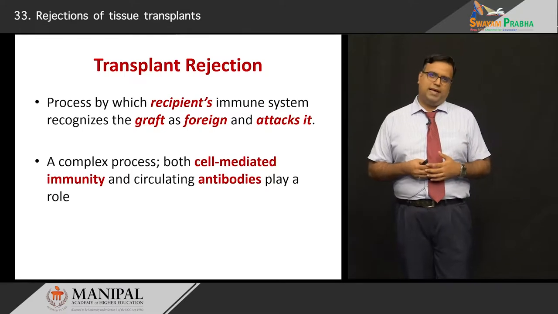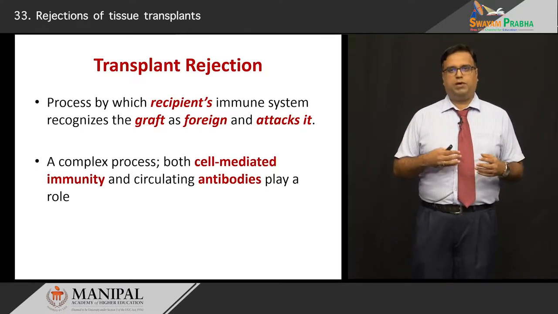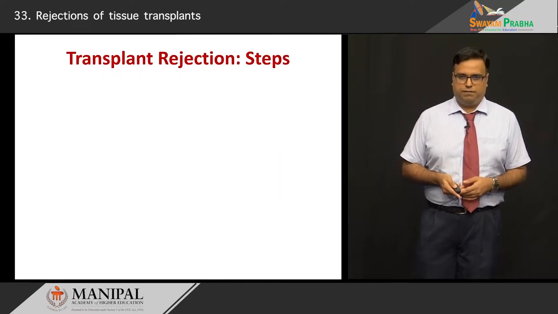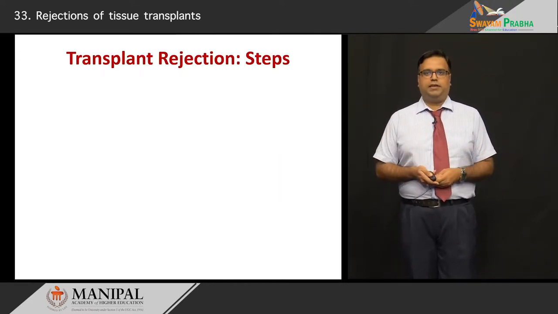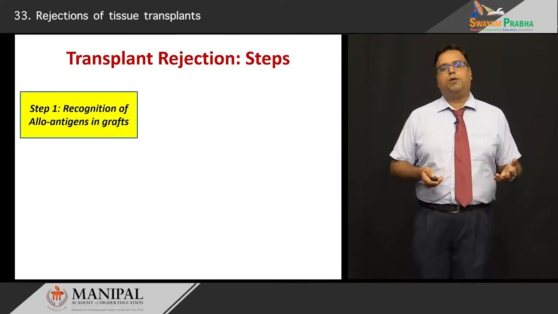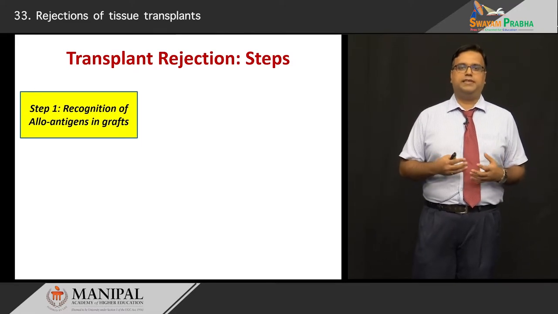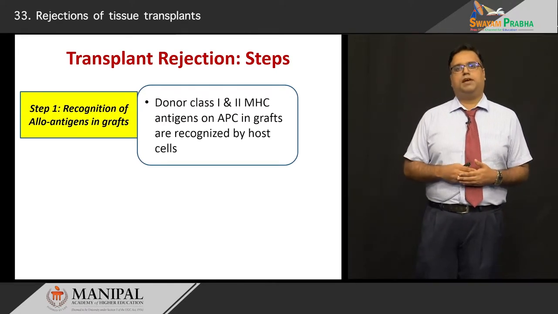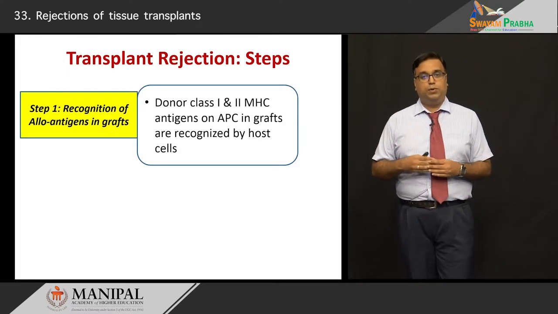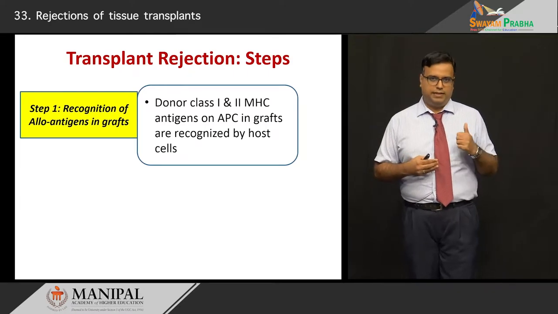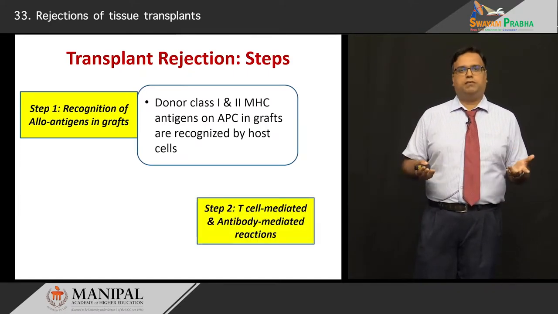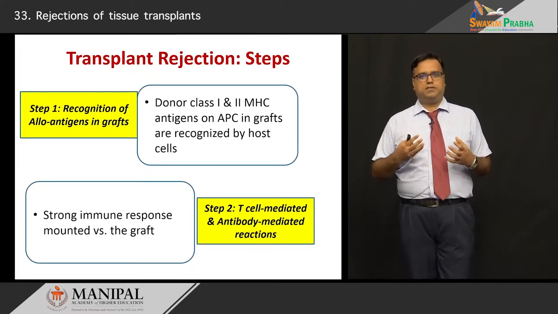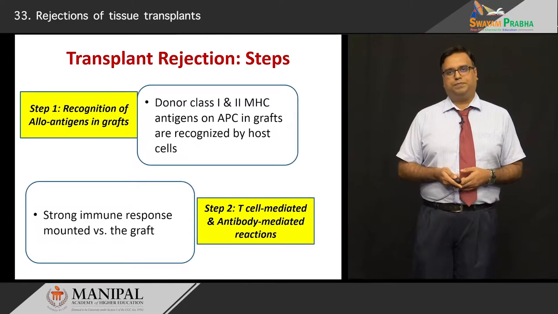Now, this is a very complex process as it involves a lot of cells of the body mechanisms. Both cell-mediated and circulating antibodies do play a very active role in rejection of the graft. Now, if you want to study this systematically, there are two important steps by which this convenes. One important step is, first and foremost, it has to recognize the alloantigens in the grafts. Basically, the donor class 1 and class 2 MHC antigens, which we have discussed a couple of classes earlier, are present on the antigen-presenting cells within the grafts, and then they are recognized by the host cells. That is step 1. What should happen next? It should mount a response subsequently, which is both T-cell-mediated and antibody-mediated, and it's a very strong and robust response against the cells in the graft of the donor.